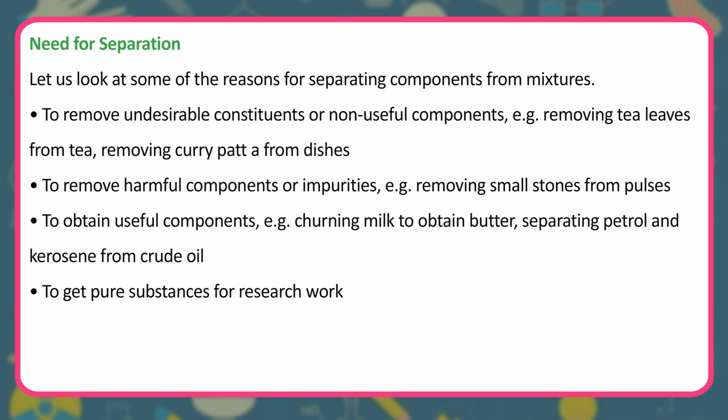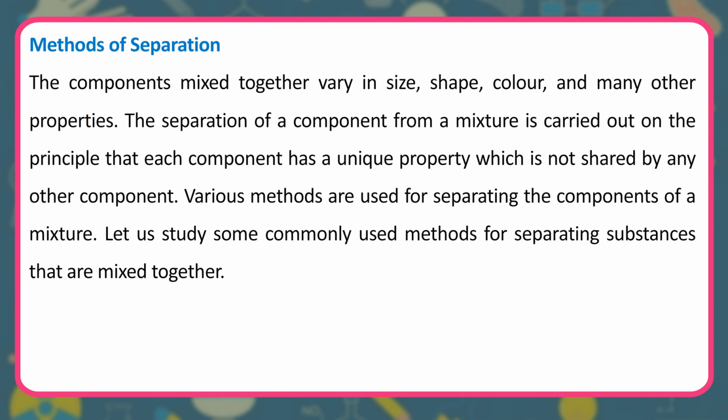To remove harmful components or impurities, e.g. removing small stones from pulses. To obtain useful components, e.g. churning milk to obtain butter, separating petrol and kerosene from crude oil. To get pure substances for research work. Methods of separation. The components mixed together vary in size, shape, color, and many other properties. The separation of a component from a mixture is carried out on the principle that each component has a unique property which is not shared by any other component.